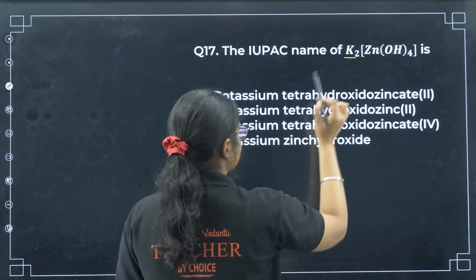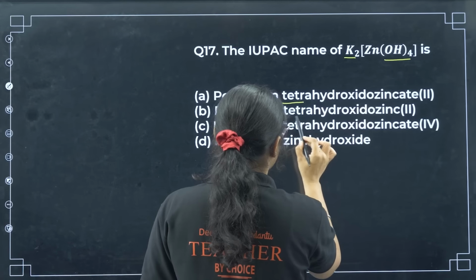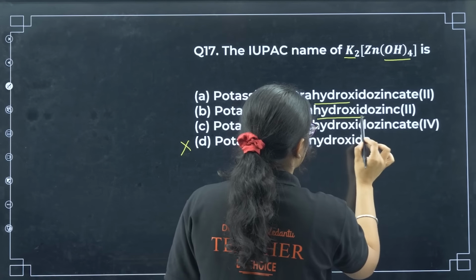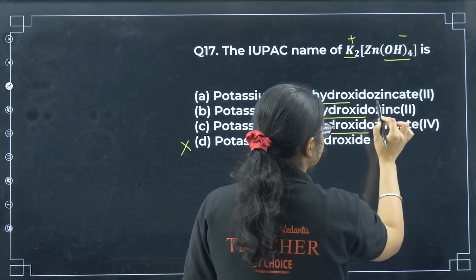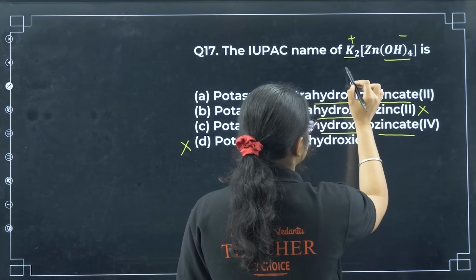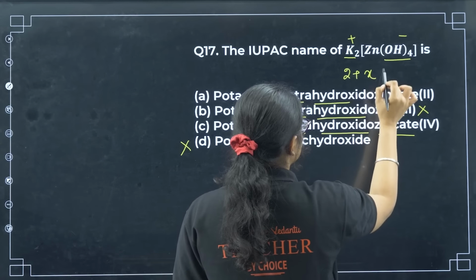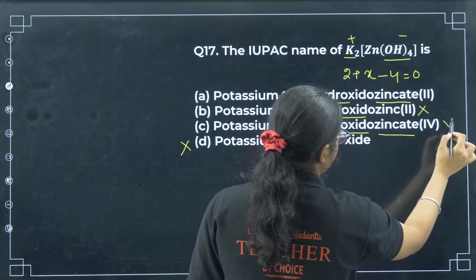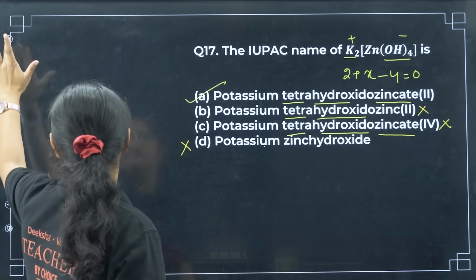IUPAC name of this one. So first I have potassium, so all of them have potassium. Next I have tetrahydroxido, tetra. Here I can eliminate hydroxido. This is plus, this is minus, this is an anion. So I have zincate, this I can eliminate. Now if I check the oxidation state, potassium is +2, zinc is X, this is -4, equal to 0. So this one will give me +2, right? So +4 I can eliminate, +2. Option A is the correct answer.